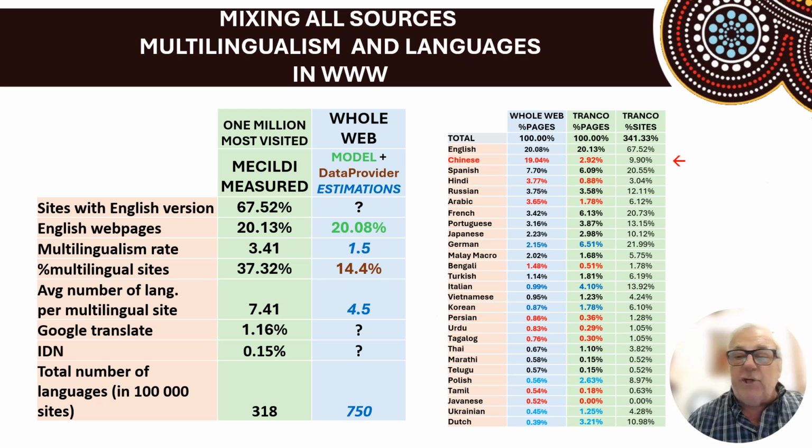We have identified more than 300 different languages in the 100,000 websites that we have measured, and we estimate 750 for the whole web. On the right part, you have the distribution of languages in the two spaces I have mentioned, and you can see there are differences. Chinese accounts for 90% of content on the whole web, but only 3% on the 1 million most visited. What does that say? You cannot take the figure for the 1 million most visited websites for the whole web. These figures are biased toward Western countries and West European languages.